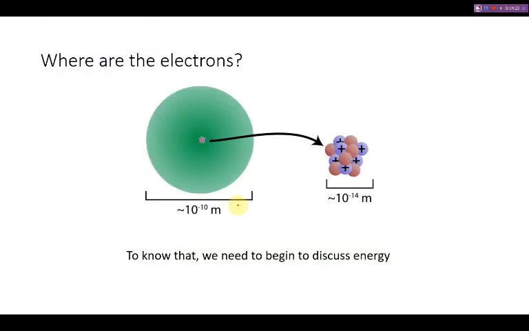Okay, so we looked at this carbon atom before, and we talked about how there's the nucleus in the center and the electron clouds outside. But it turns out that knowing where the electrons are is actually a question of energy. And this question of where are the electrons is important because it affects how elements will react with one another.